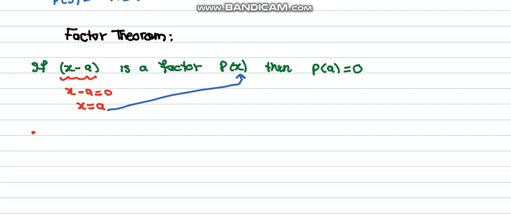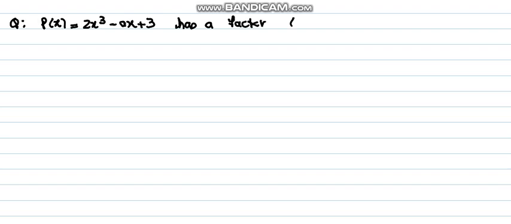Do bear in mind that for a factor theorem, the remainder is 0. Let's start with a question. I have a question. It says that p of x equals 2x cubed minus ax plus 3 has a factor, x minus 2, find a.